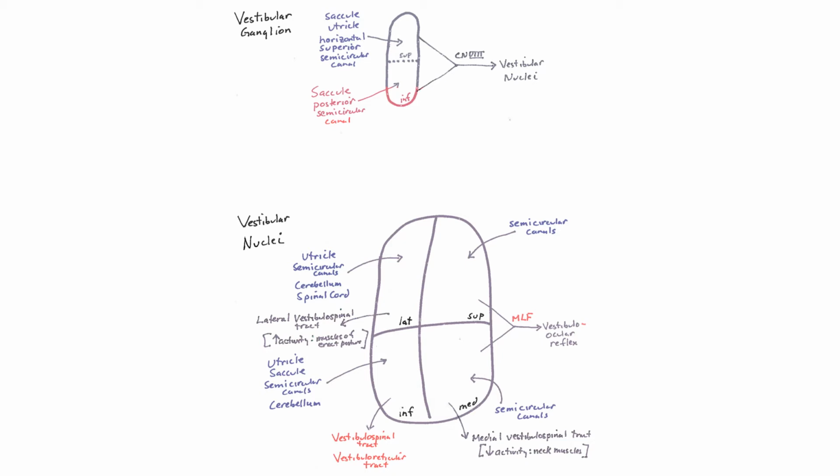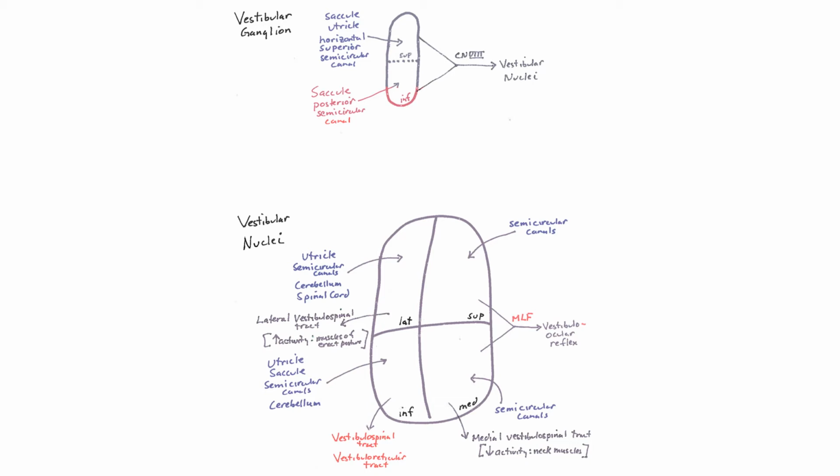Regardless of whether it comes into the superior or inferior, the axons are going to come together. They are going to form cranial nerve 8 and enter into the vestibular nuclei. You'll remember from our discussion of cranial nerves that there were 4 vestibular nuclei: superior, lateral, inferior, and medial. You will not be responsible for the inputs into these different nuclei. But what is important is the outputs.